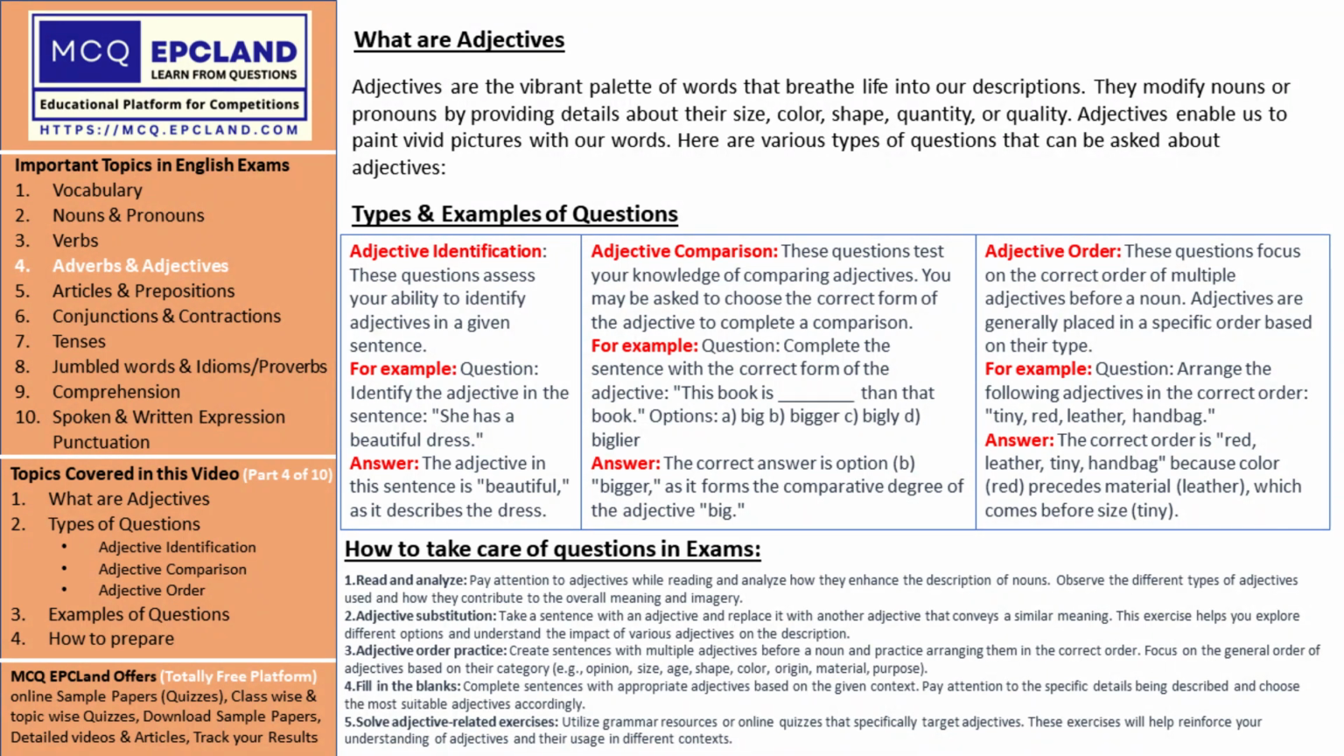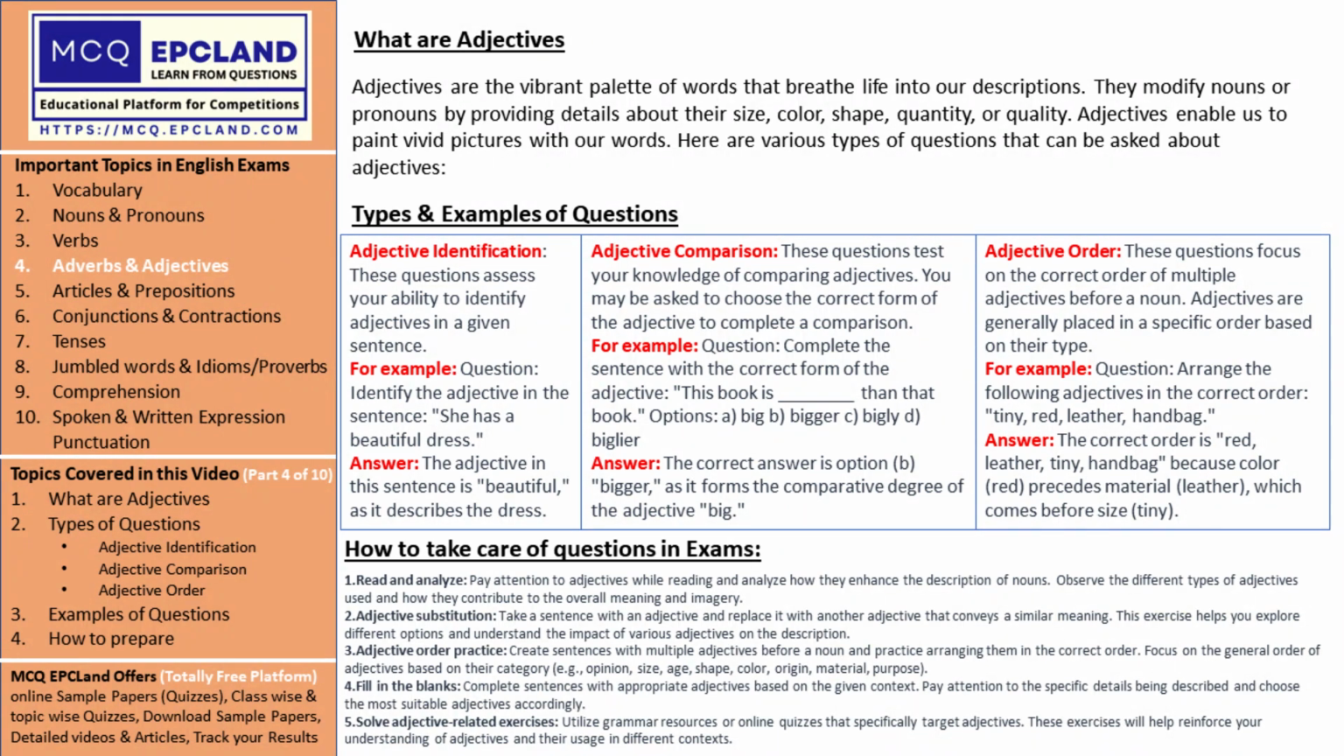Lastly, we have adjective order questions. These questions focus on the correct order of multiple adjectives before a noun. Adjectives are generally placed in a specific order based on their type. Here's an example. Arrange the following adjectives in the correct order: tiny, red, leather, handbag. The correct order is red, leather, tiny, handbag because color, red, precedes material, leather, which comes before size, tiny.